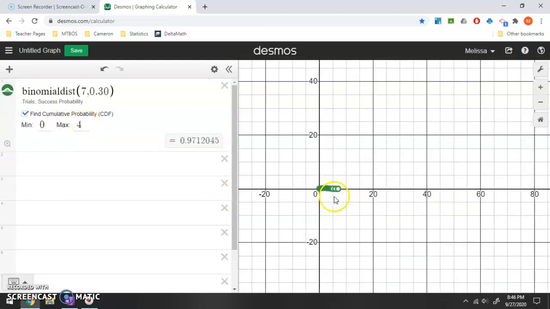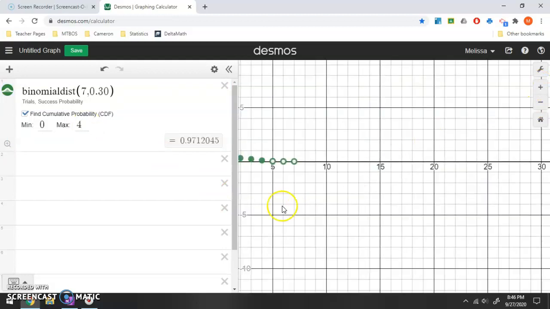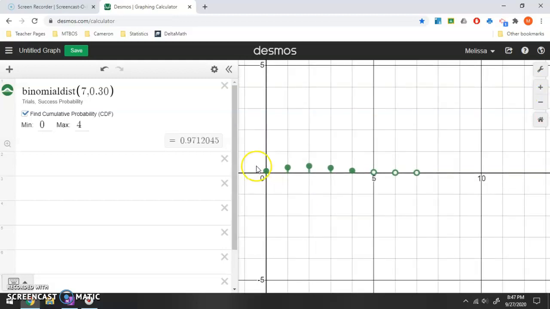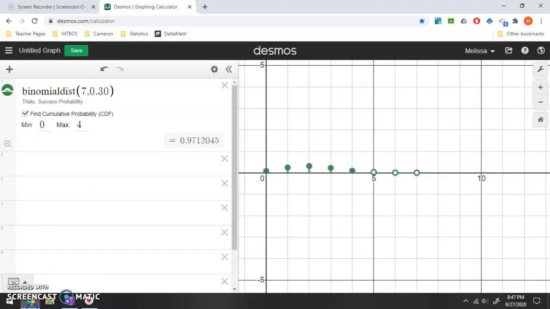Right now, if I were to zoom in here, let's see if I can. All right, so right now I want it to be less than 4, but right now we're adding up 0, 1, 2, 3, and 4. I do not want to include 4. We have a strict less than sign. So I'm going to go ahead and change this. I don't want 0 to 4. I want 0 to 3. All right, and this probability is 0.874.